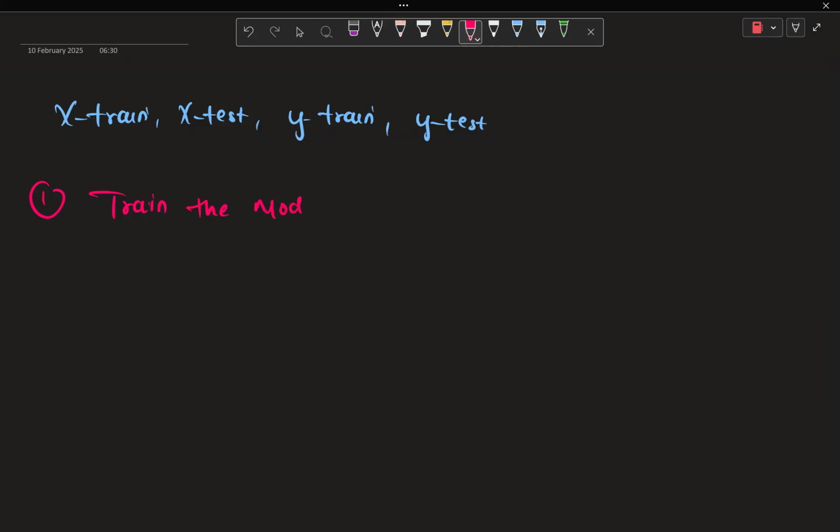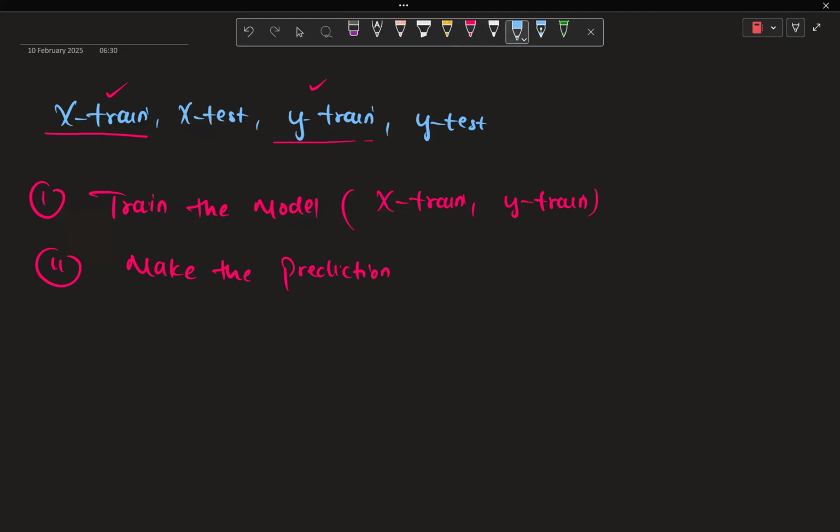Train the model. For training purposes, which data do you use? Training input and training output. Yes or no? Yes. So these two are used. Second step, make the prediction. You will make the prediction on new data. What is the new input data? X test and Y test.